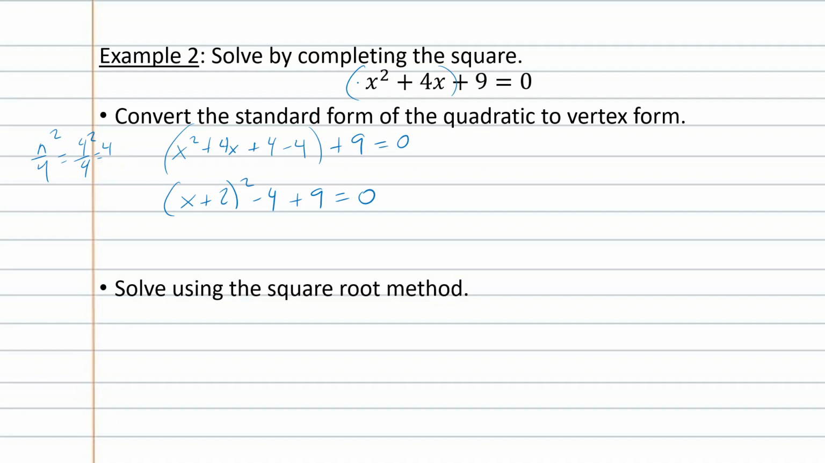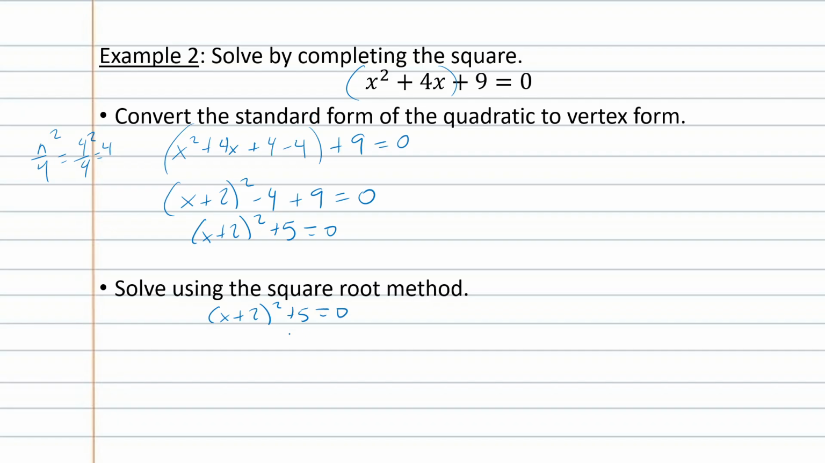The good thing here is we don't have an a out front. If we had an a out front, we would have to put a parentheses around this and multiply it by the a, but we don't have that here. So we can really simplify this down to x plus 2 squared and then plus 5 equals 0. Now we can solve using the square root method fairly easy on this one, right?